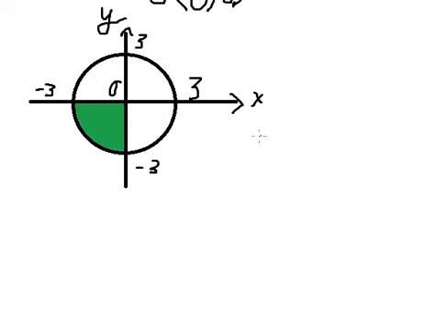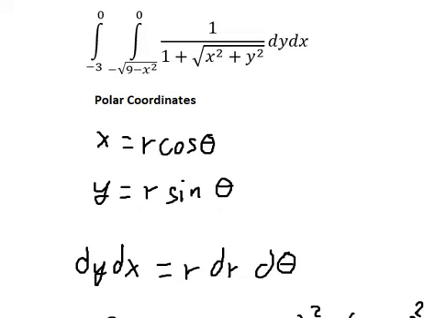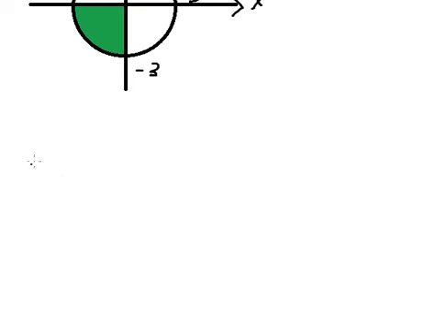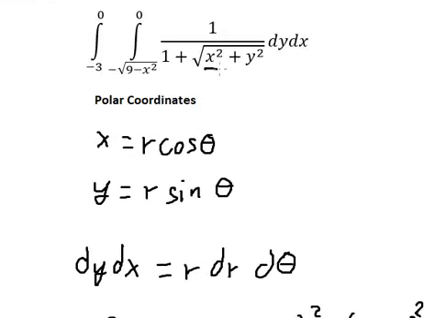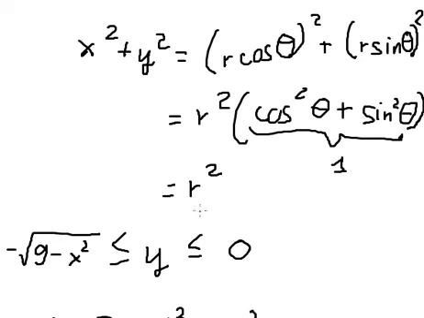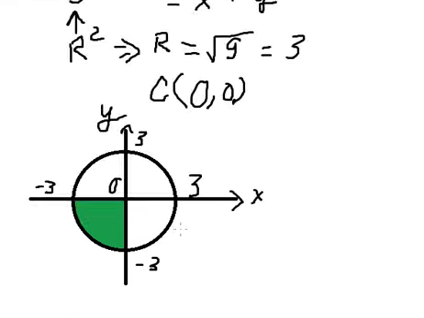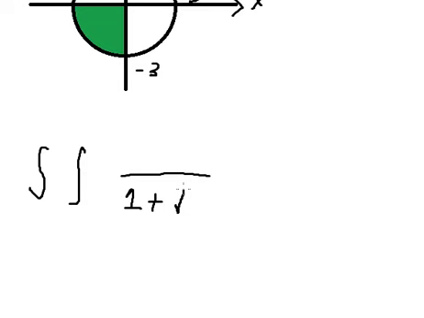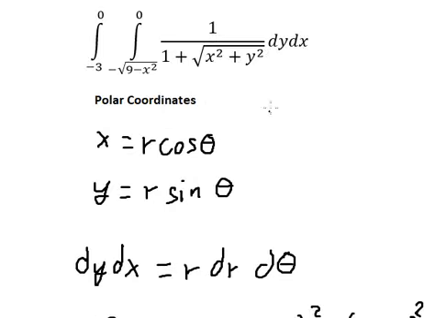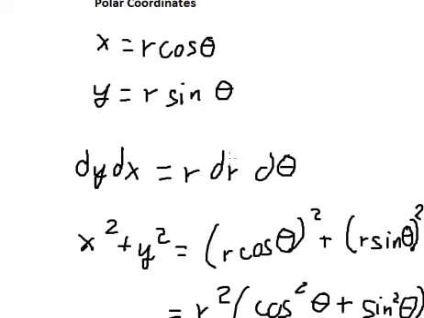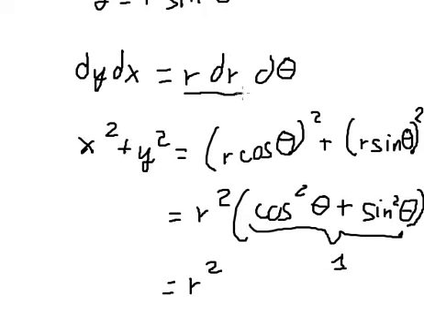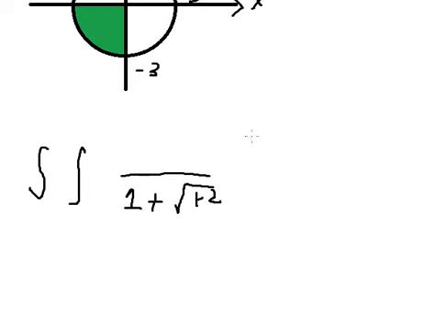And now we need to change the bounds. So this one we change for r squared. So we have the square root of r squared. Dy dx, we need to change for r dr d theta.